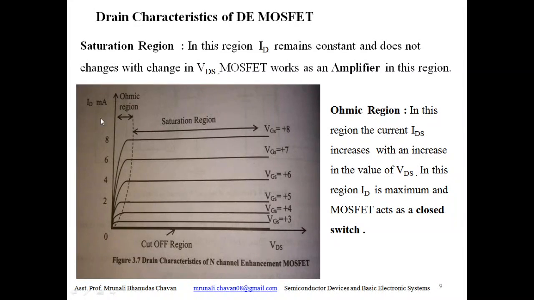And ohmic region: in this region we can see the IDS increases with increase in the value of VDS. In this region ID is maximum. Okay, and hence MOSFET acts as a closed switch in this region. So this is about the characteristics of enhancement MOSFET.